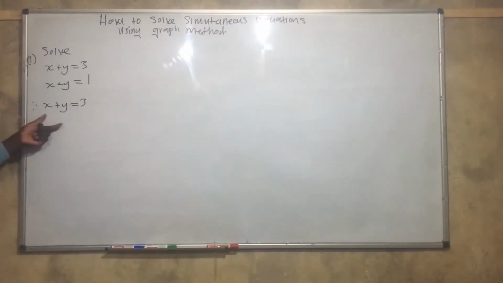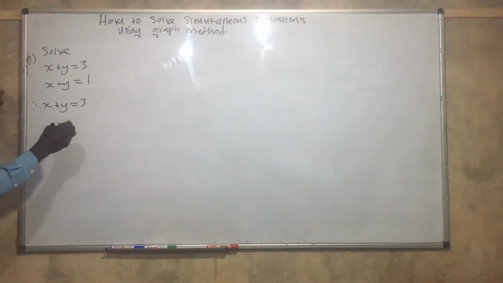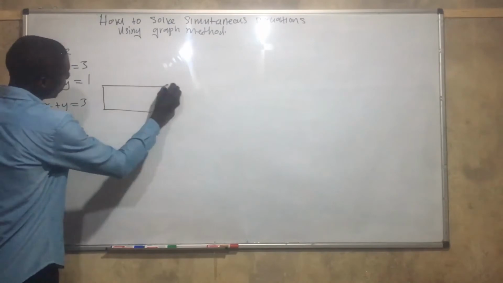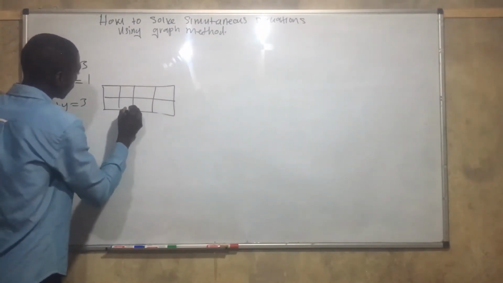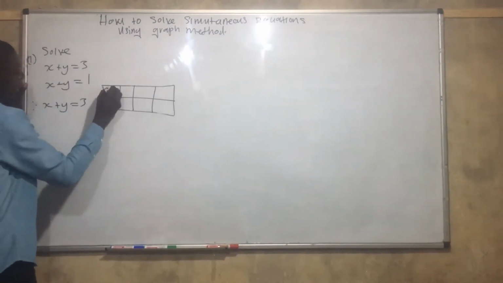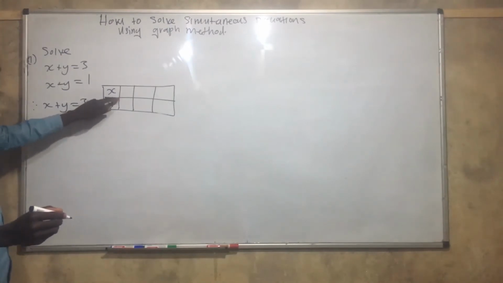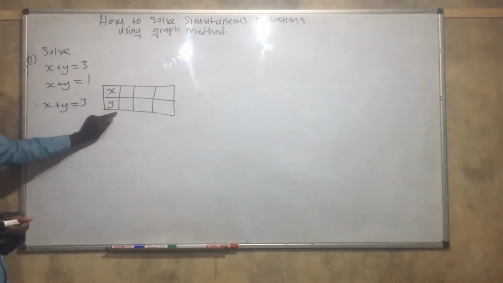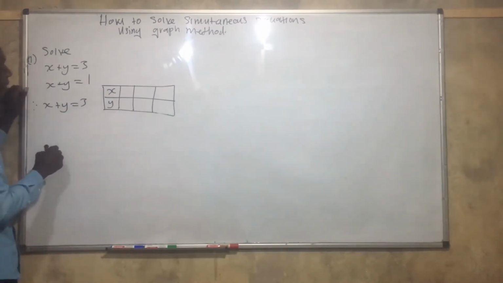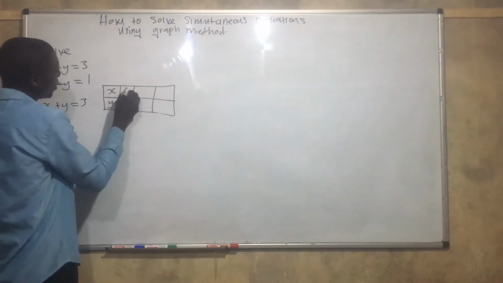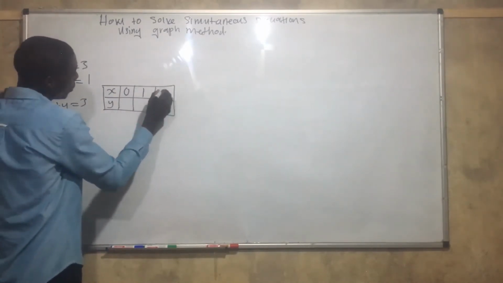We are going to make a table of values for this single equation. This will be our table of values: x, then y. Under this we are going to assume the values of x, but we cannot assume the values of y, we have to calculate them. So we assume the values of x: if x is equal to 0, what will be the value of y? Then 1, then 2.